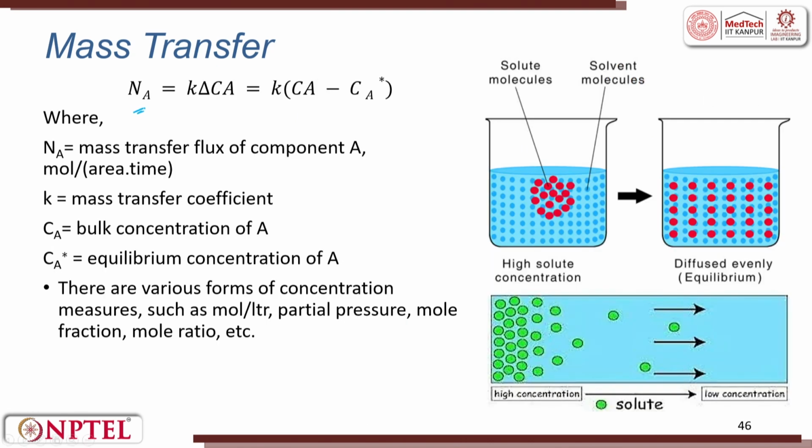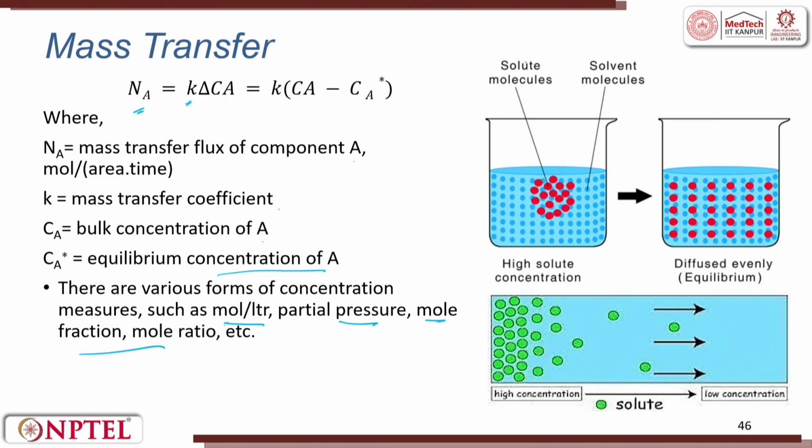So, Na is equal to K times delta Ca. Here Na is the mass transfer flux of component A and K is the mass transfer coefficient. Ca is the bulk concentration of A, and Ca with the asterisk is the equilibrium concentration of A. There are various forms in which we can talk about concentration: moles per liter, partial pressure, mole fraction and mole ratio.